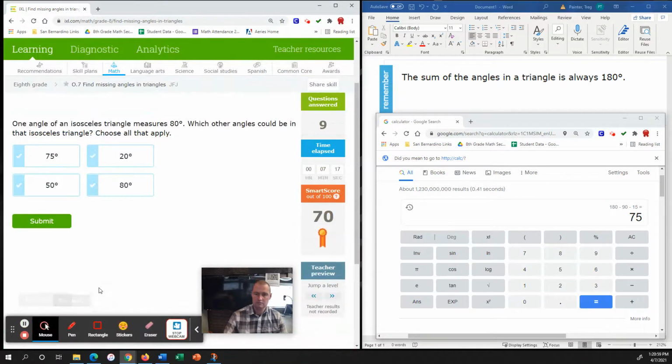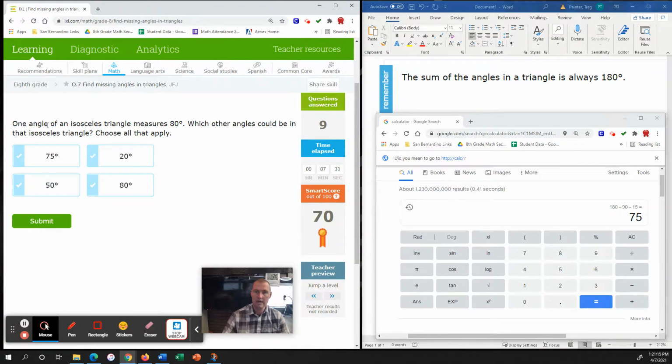All right, so we are doing excellent. Now, we're at a smart score of 70 with 9 questions answered, but it got a lot more difficult. So for your last 10 questions here, going up to 80, we have to figure out what the next step is going to be.